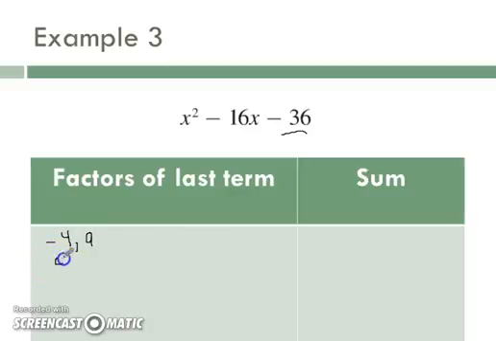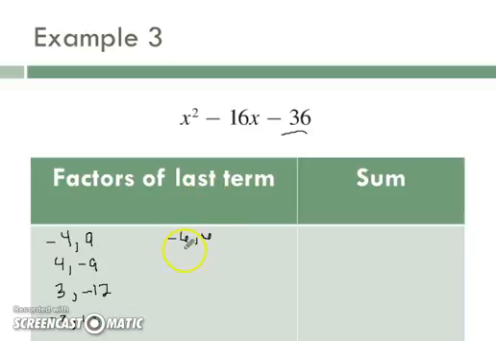Even if I flipped it around to be a positive 4 and a negative 9, well, then it would equal a negative 5. If I did a positive 3 and a negative 12, negative 12 plus 3, that would equal a negative 9. If I did negative 3 and 12, that would equal a positive 9 when adding. If I did a negative 6 and a positive 6, that would equal 0 if I added them.